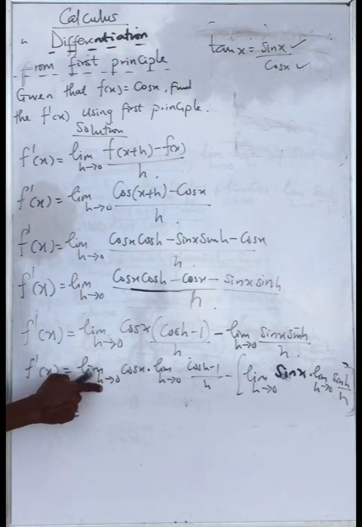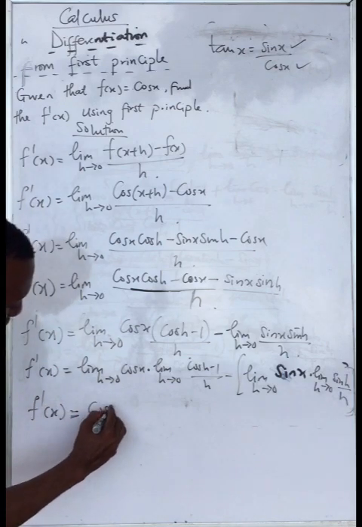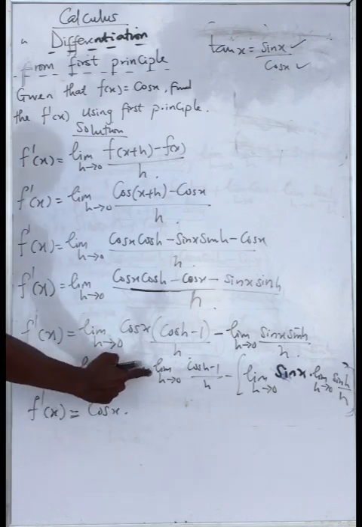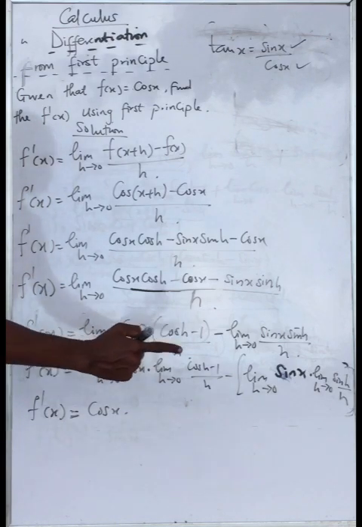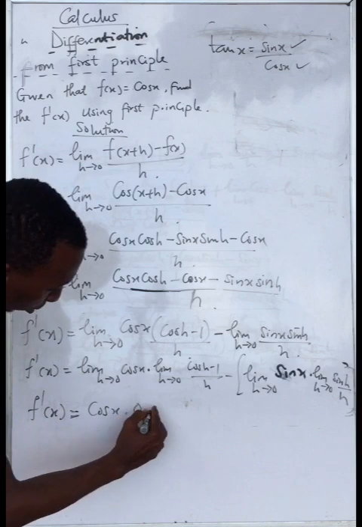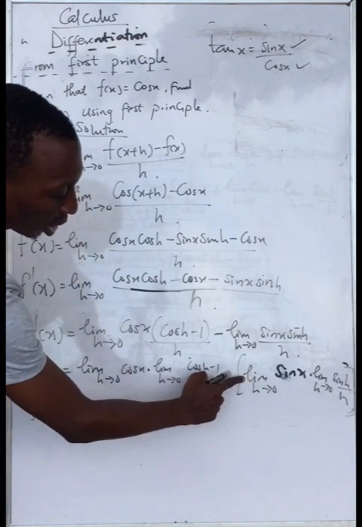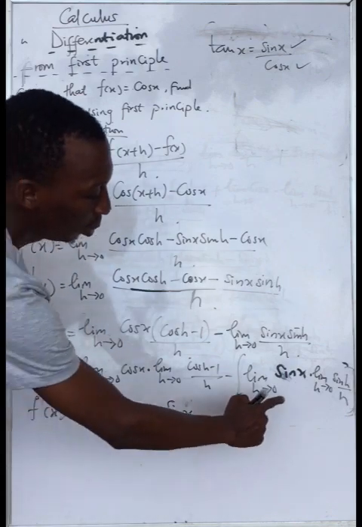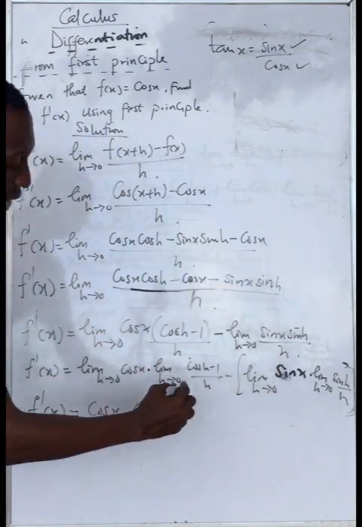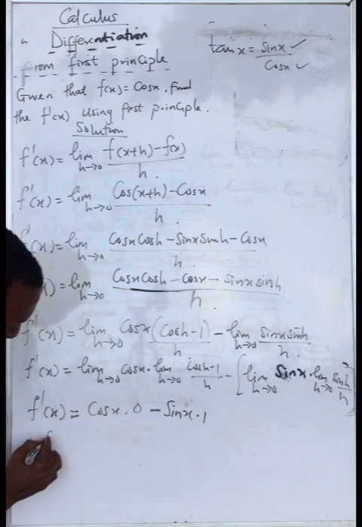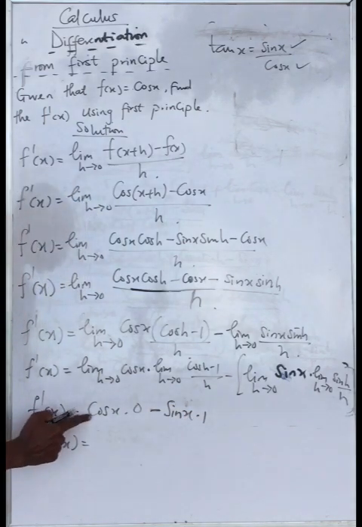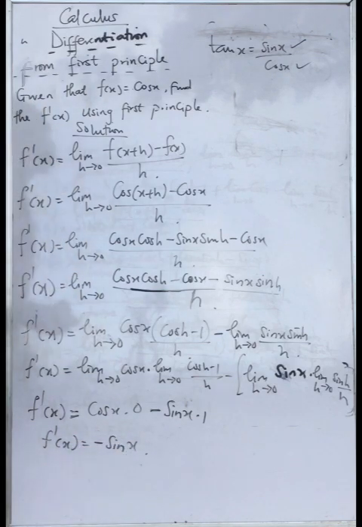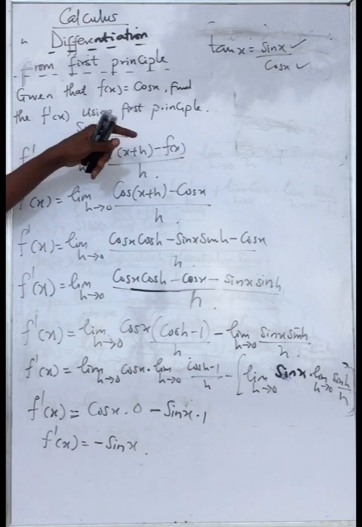Now taking the limit of h tends to 0 of cos x is cos x, times, we have done something like this in our previous video, the limit of h tends to 0 of (cos h minus 1) over h is 0, minus the limit of h tends to 0 of sin x, which is sin x, times the limit of h tends to 0 of sin h over h, which is 1. So f prime of x here becomes cos x times 0, which is 0, minus sin x. So this is the required solution for the differential of cos x.